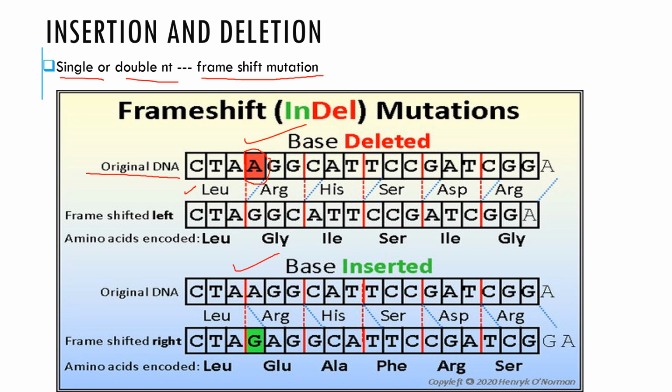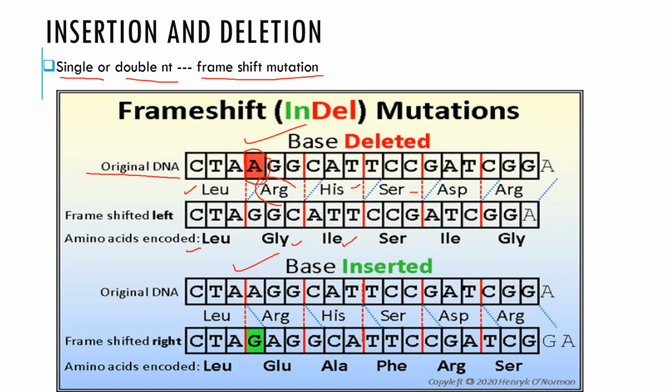So here the leucine was present, and still leucine is present because the deletion was after that. After the deletion, you can see the whole open reading frame has been shifted. Here the arginine was present, now glycine is present, here histidine, here another amino acid, and you can see the open reading frame after deletion has been shifted. So deletion has a deleterious effect on the DNA structure.